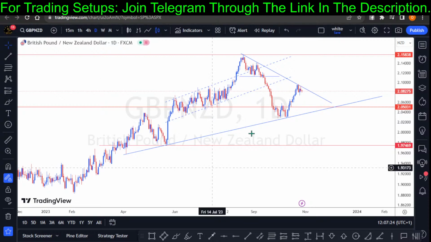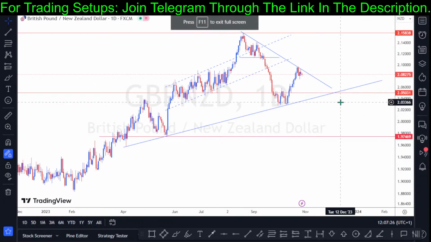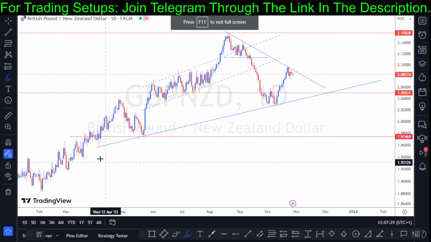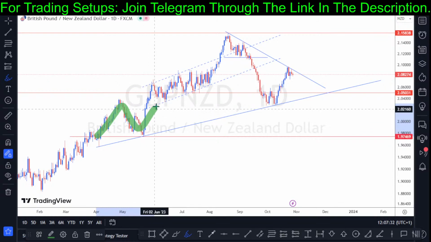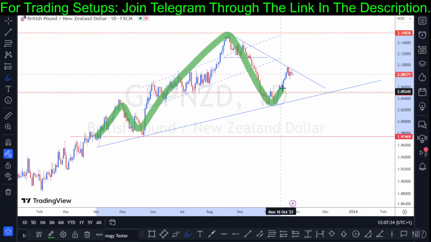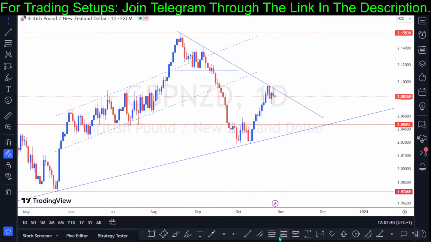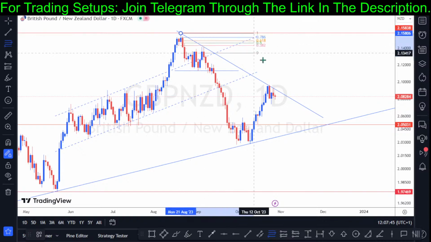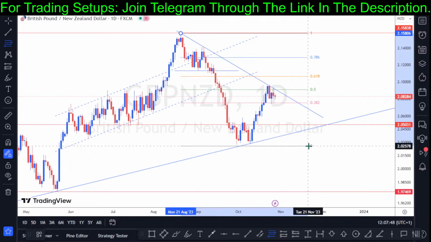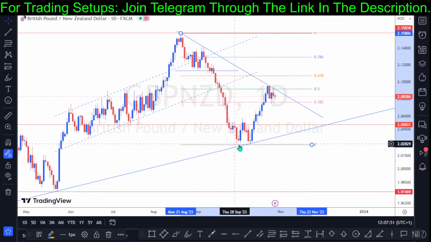So back to the analysis on GBP New Zealand. In this uptrend, we can see our price has been moving all the way down, and we have price retesting. What I'm currently looking out for on GBP New Zealand is, after the application of my Fibonacci retracement tool from the peak structure all the way down to the low of this structure, price finding a rejection at the 50% Fibonacci retracement level. This is the 0.5 Fibonacci retracement level.